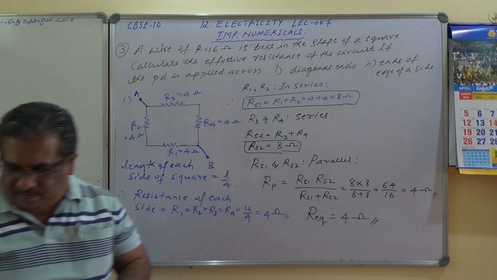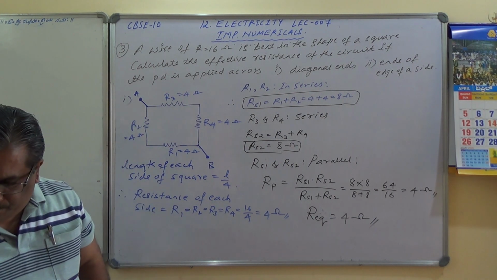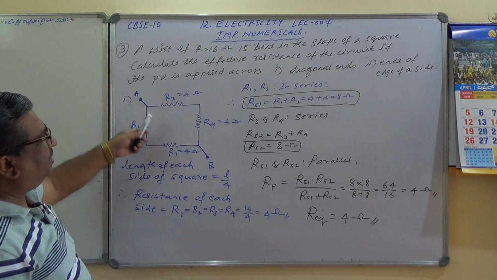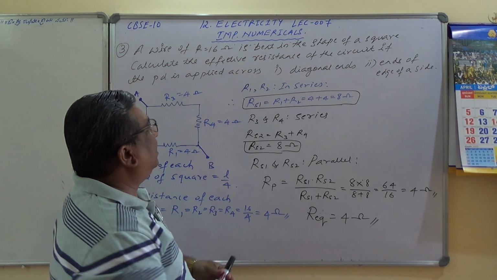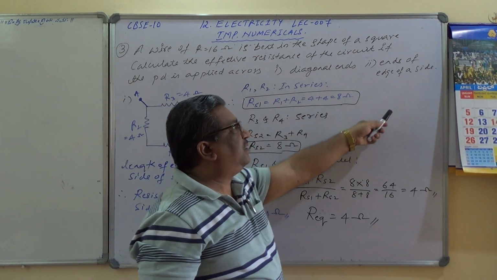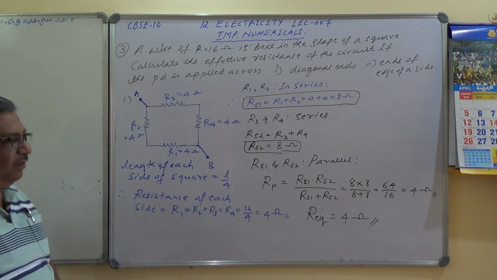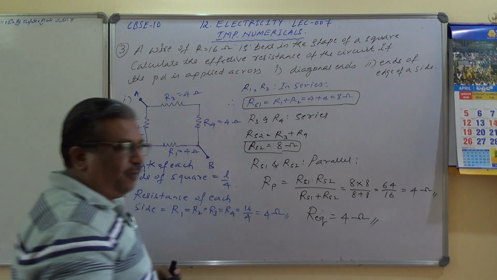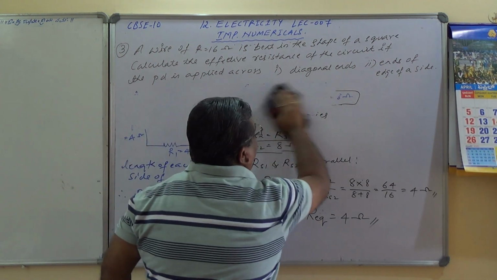Let me check the answer. Yeah, it is correct. So when we connect these things in series, this is the correct one. Please note it down. I'll take the second case now. If these two are connected across the ends of the edges of a side, please note it down. I hope you have noted down. Case 2 I will consider.